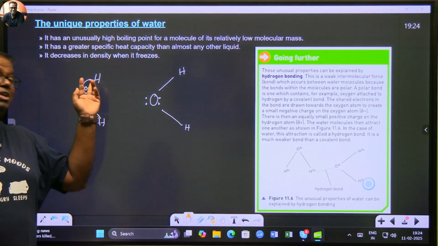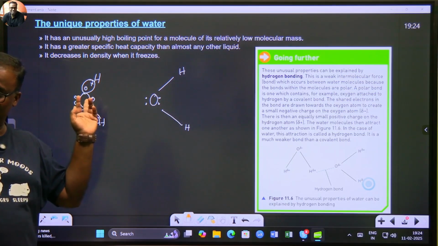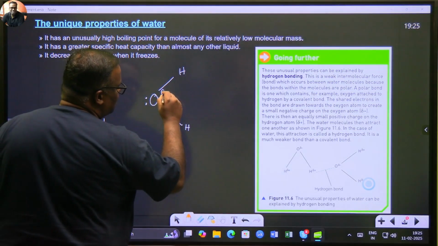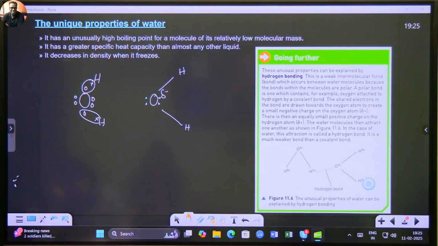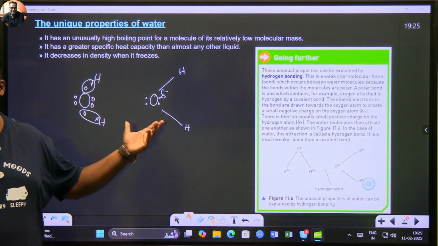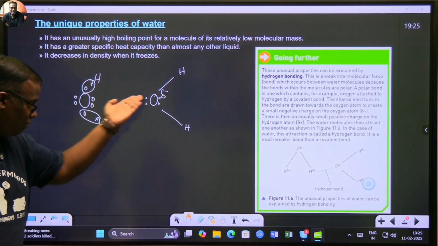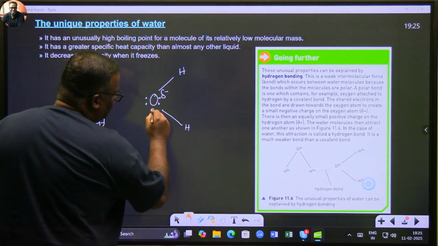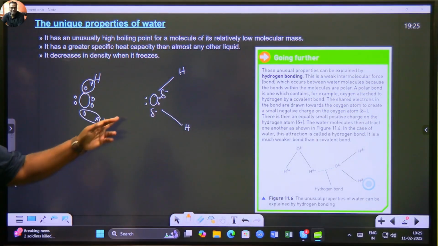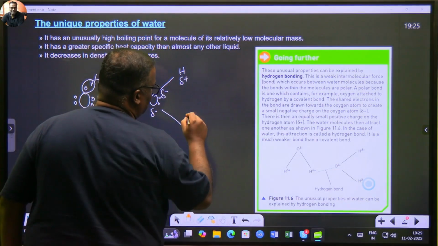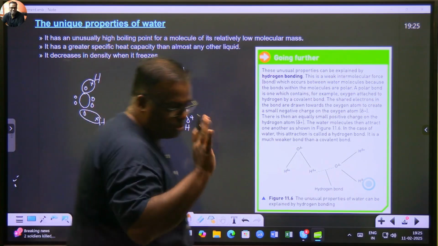But it's trying to bring the hydrogen's electron also towards itself. As a result, oxygen develops a partial negative charge on this side. You're no more neutral. You have pulled an electron from this side also, so you get a partial negative charge. Delta means this is small delta. And a partial positive charge will be on the hydrogens. Have you understood this or not?